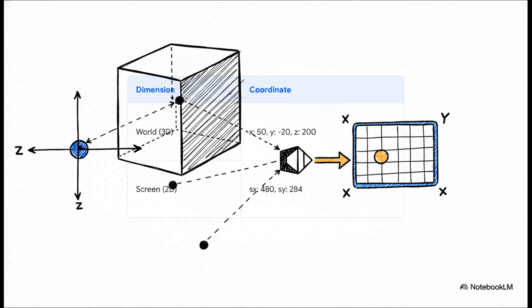And here you can see the final result of that whole process. We start with a single point in our 3D world, we call it a vertex, and it has an X, a Y, and a Z coordinate. But after we run it through all that projection math, we're left with just an SX and an SY. Those are the final X and Y pixel coordinates on our flat 2D screen. We've done it! We've translated a point from a 3D space into a 2D dot that we can actually draw.